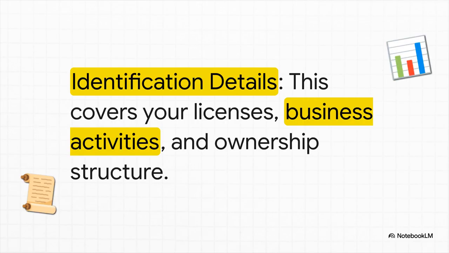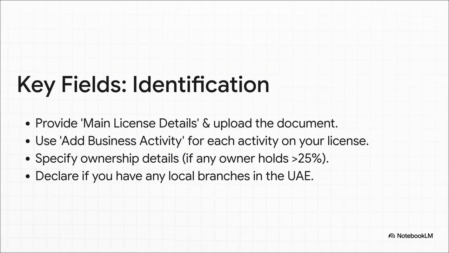Once you've locked in your company's identity, Gate 2 is all about identification details. This part covers things like your licenses, your business activities, and your ownership structure. So here, you're going to upload your main trade license and then list out each of your business activities one by one. You'll also need to declare who the owners are, specifically if anyone owns more than 25%, and then just confirm whether you have any other local branches.